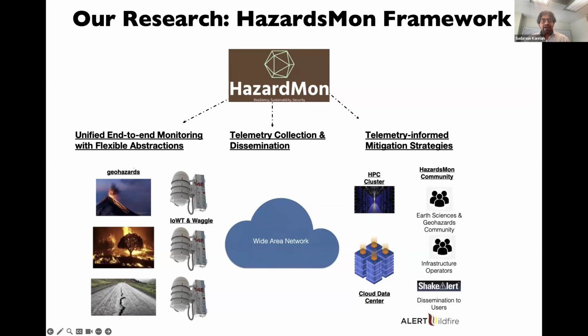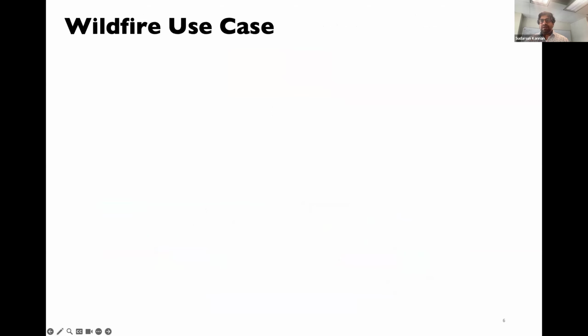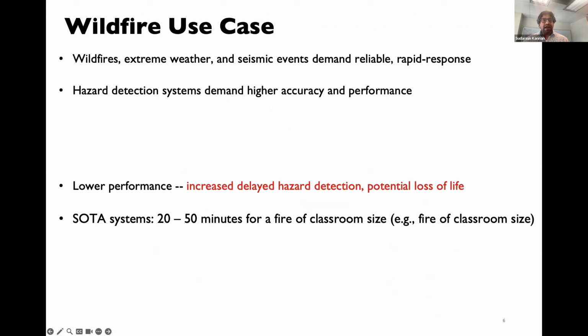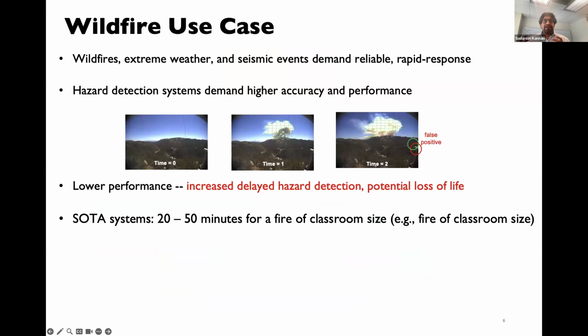Right now, we started with a very specific use case of wildfire, because of the greater prevalence of data and so on. We started understanding that these hazard detection systems require extremely high accuracy and performance.